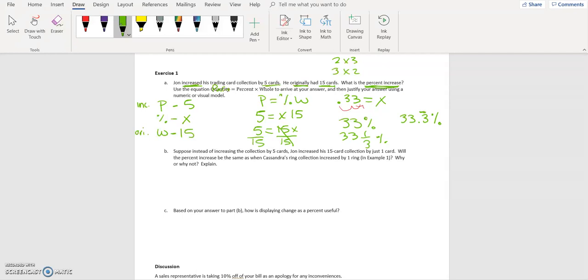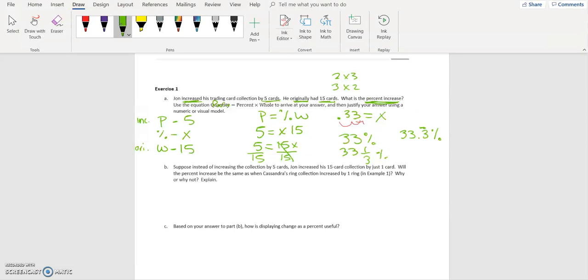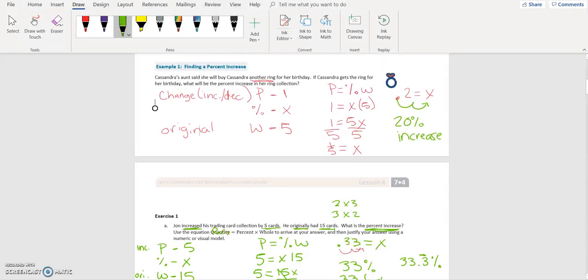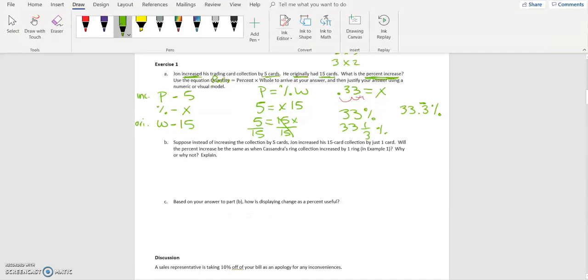Part B. Suppose instead of increasing the collection by 5 cards, John increased his 15-card collection by just 1 card. Will the percent increase be the same as when Cassandra's ring collection increased by 1 in example 1? Why or why not? So when hers increased by 1, it was by 20%. This was broken up into 20%. Okay, and so if we look at this, his is already increasing by 5, and that's a lot. That's not at a 20%. It's not at a 40 or a 60. So that can help us.